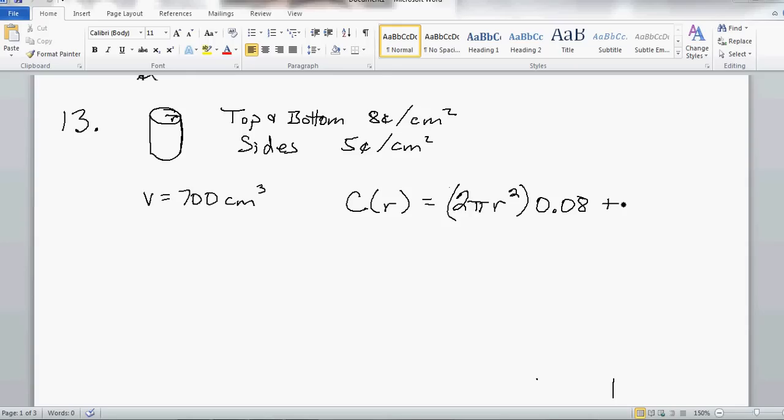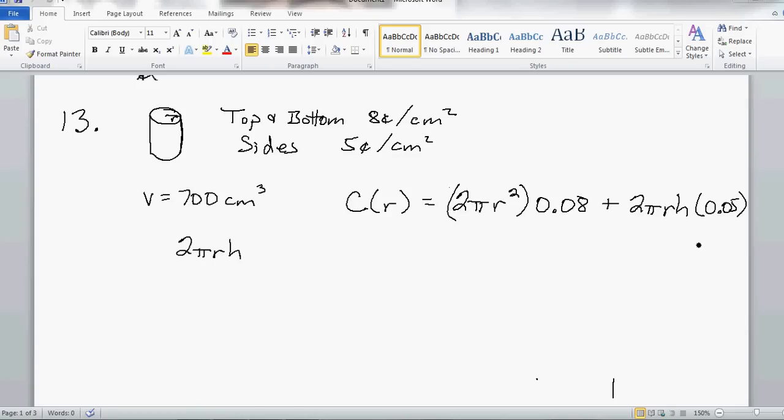Plus, now the side, we need to think about the side. What is the area of the side? Well, the lateral area of a right circular cylinder is 2 pi r h. So that is 2 pi r. But what would h be? That we don't quite know. So we would have to include h as a variable as well. And we know that this is all at 5 cents for all of that.